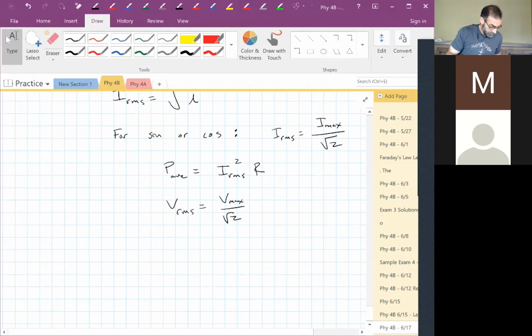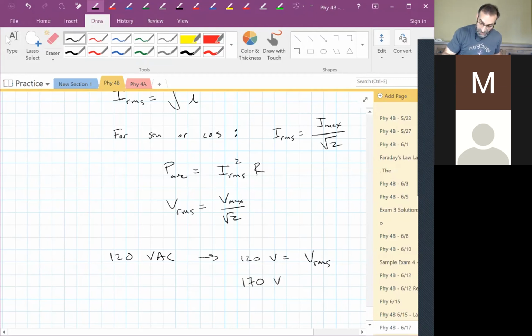Our power, 120 volts AC. What does that mean? Comes out of the wall. We plug in our appliances and things into the wall. We get 120 volts AC. What do you think that is? RMS or maximum? RMS value. So that means we're really hitting a maximum of about 170 volts.